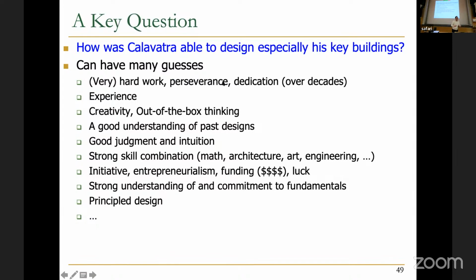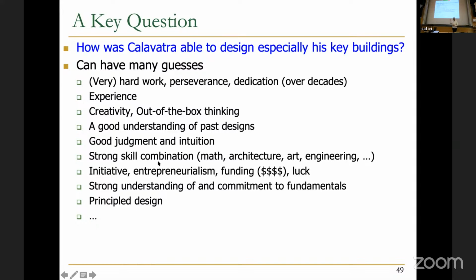These are actually also some characteristics of strong architects. And I'm using the word architect very generally right now. I'm not saying computing architect or building architect. I believe these are characteristics of all architects who really want to do something new and change the world, if you will. So experience, creativity, out-of-the-box thinking, a good understanding of past designs. That's why you need to study the past. Good judgment and intuition. That's really important to develop, actually. And a strong skill combination.